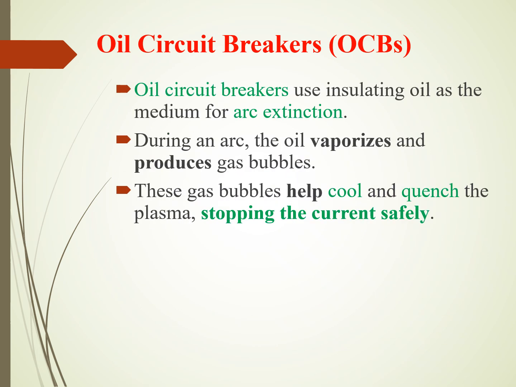Oil circuit breakers use insulating oil as the medium for arc extinction. During an arc, the oil vaporizes and produces gas bubbles. These gas bubbles help cool and quench the plasma. Then we will have stopping the current safely.